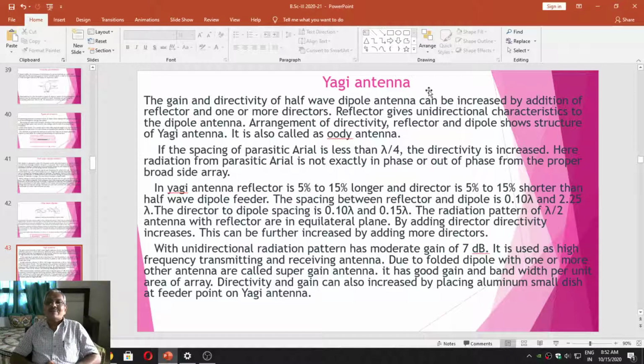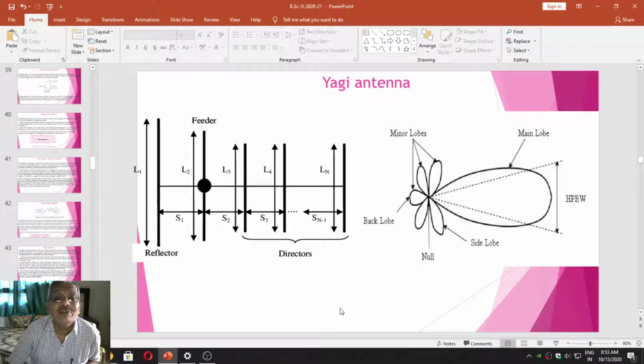Nowadays, all these aspects are not at all used. They are replaced by means of a dish antenna which we are using for the purpose of reception. So, such an antenna we can call a Yagi antenna. Let us look into this particular figure.